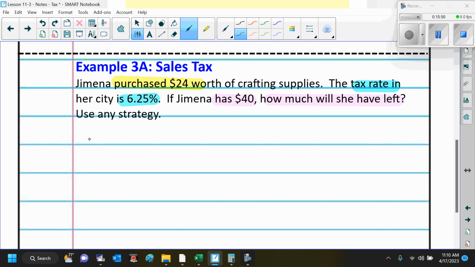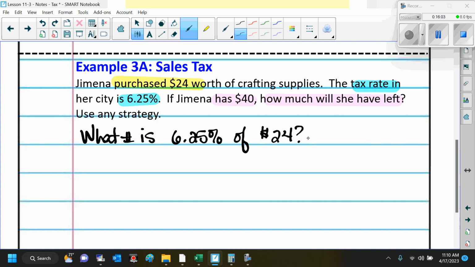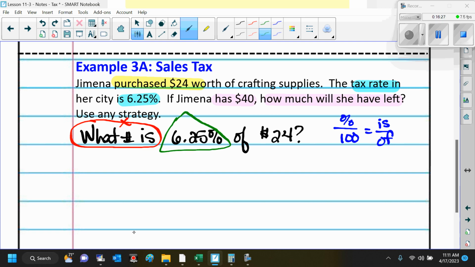Right. So my question is, what number is 6.25% of $24? There's my "what number is" question. And again, the percent over 100 equals is over of. Okay? So let's piece it out. So here is my is number. I don't know what it is because it says what number, right? So that's the x.